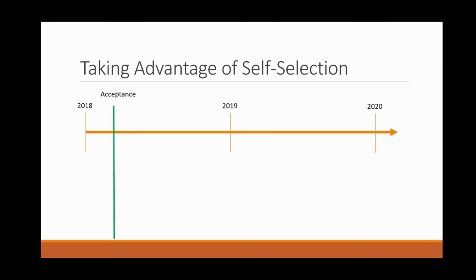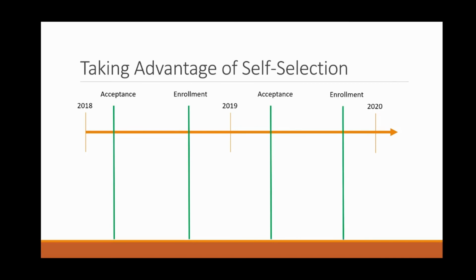So let's say the acceptance process happens early in 2018, and enrollment happens in late 2018, and then it happens again for another class of people in early 2019, and enrollment occurs in late 2019. With this type of repetitive process, we can take advantage of the self-selection process to create a treatment and control group. So let's say we have two groups of people, group 1 and group 2. Group 1 is the group of people that applied and were accepted to the program in 2018.